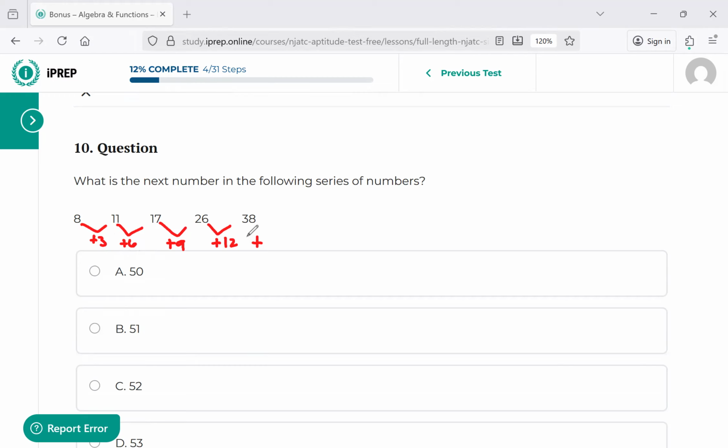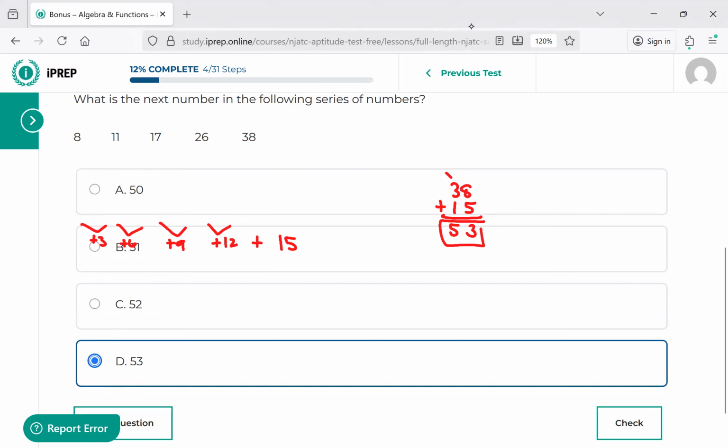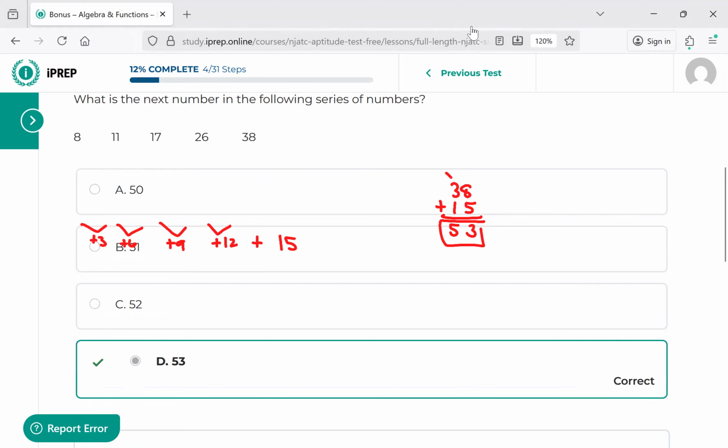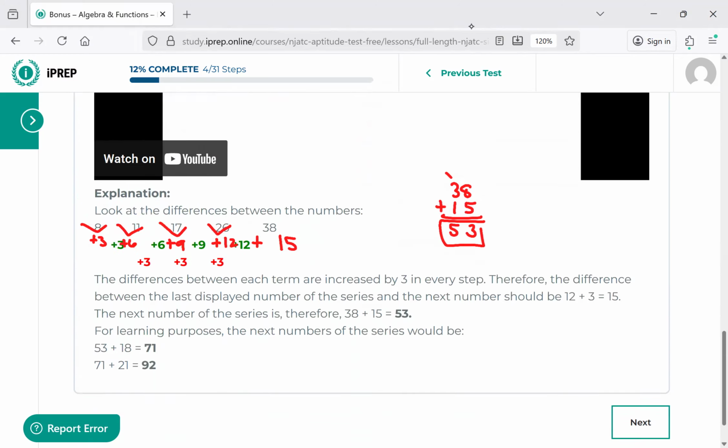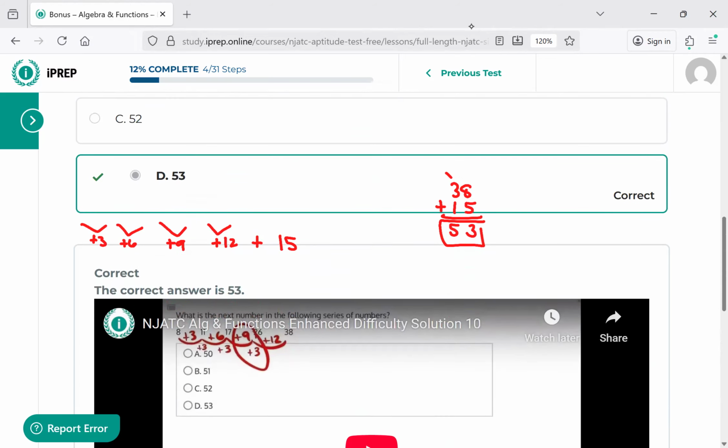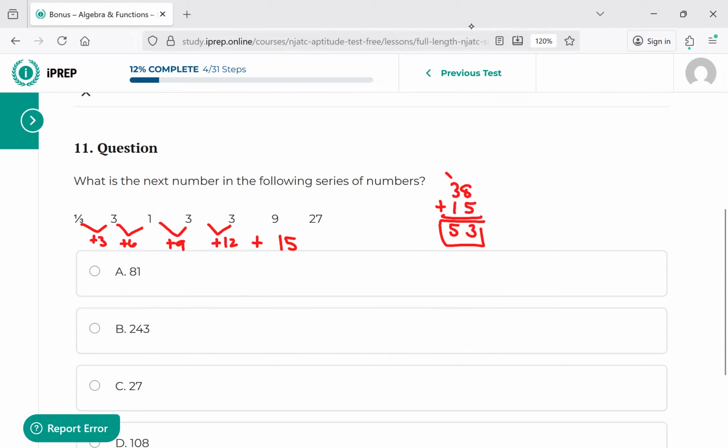So you would have to add another 15, right? So just do 38 plus 15. That is 8 plus 5 is 13, carry the 1, that's 4, 5, 53. So that would be my next number, D. Yeah, these numbers, especially when you have a time limit, can get really confusing.